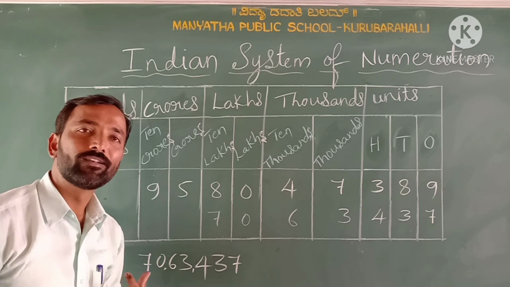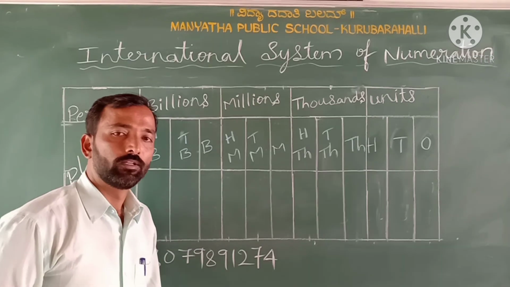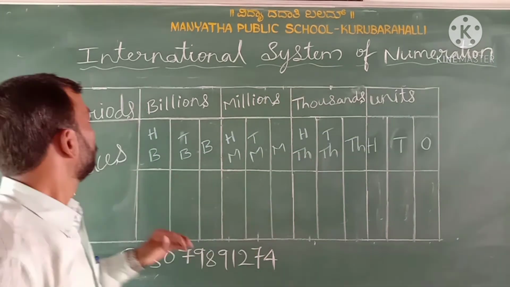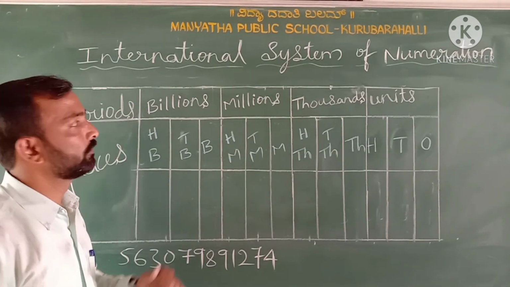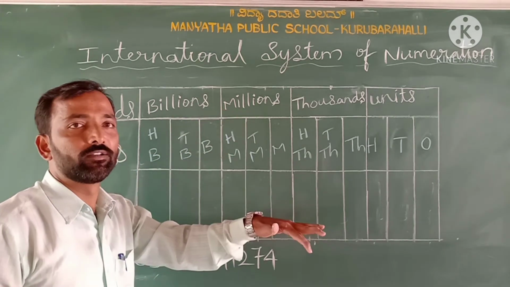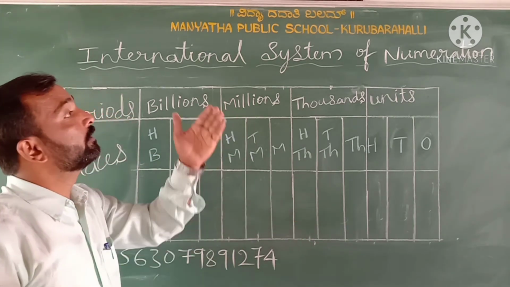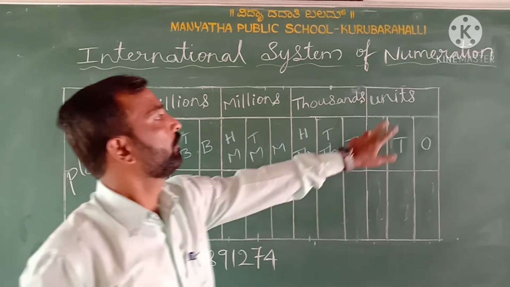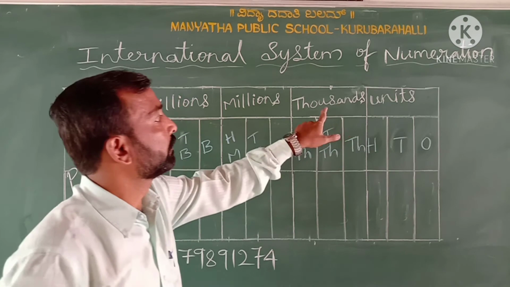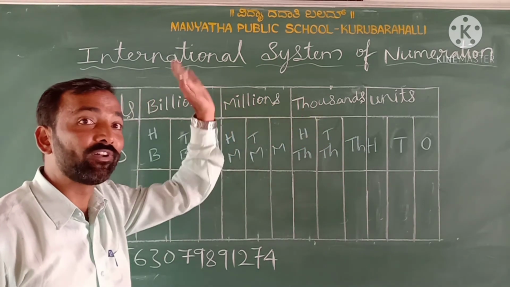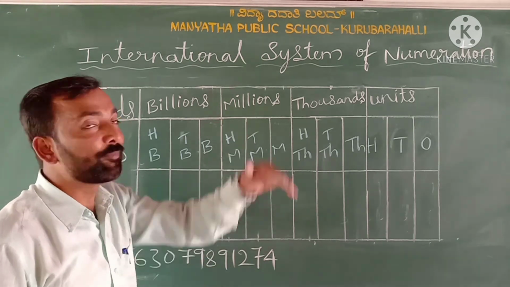63,437. That is the name in the Indian system of numeration. Now the international system of numeration has 4 periods. Those periods are different from the Indian system of numeration. How are they? Units, thousands, millions. Here, what happened in the Indian system of numeration?